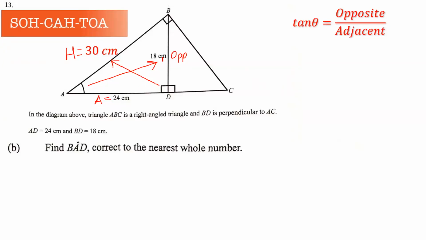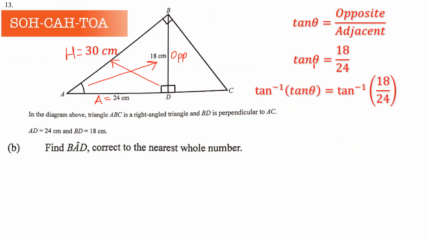If we're using the size that they gave us, which is 18 centimeters and 24 centimeters, that's the opposite and the adjacent. So that's tangent. Tangent is opposite over adjacent. The opposite is 18 centimeters. The adjacent is 24 centimeters. We want to figure out what theta is, so we have to take tan inverse of both sides. And if we take tan inverse of both sides, this cancels out with that.